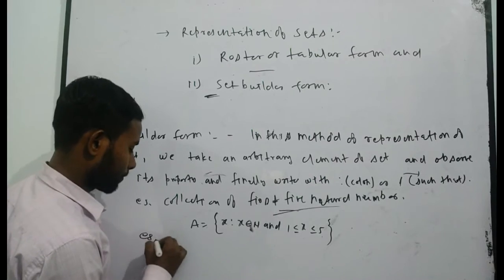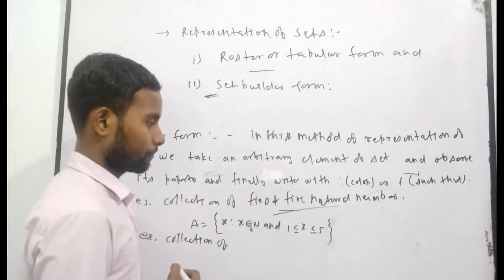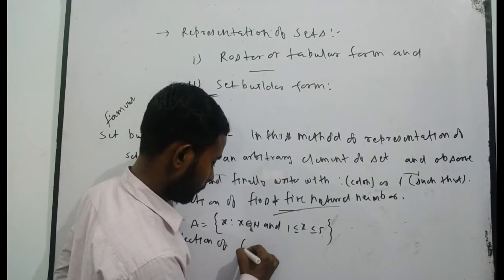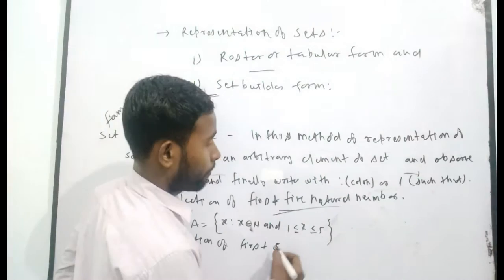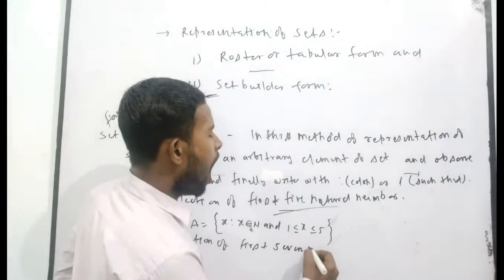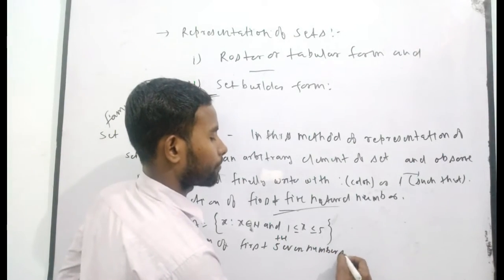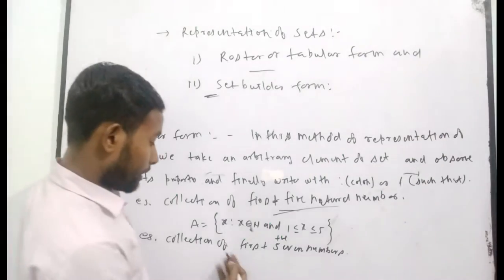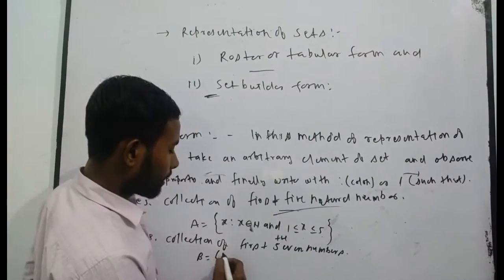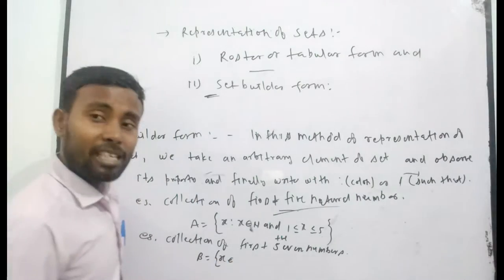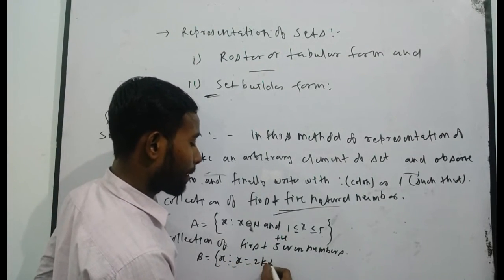Again, I will take another example. Collection of first five positive even numbers. Suppose that this set will be B. In that case, we take a proper element, that means an arbitrary element of this set, such that x is equal to 2k.